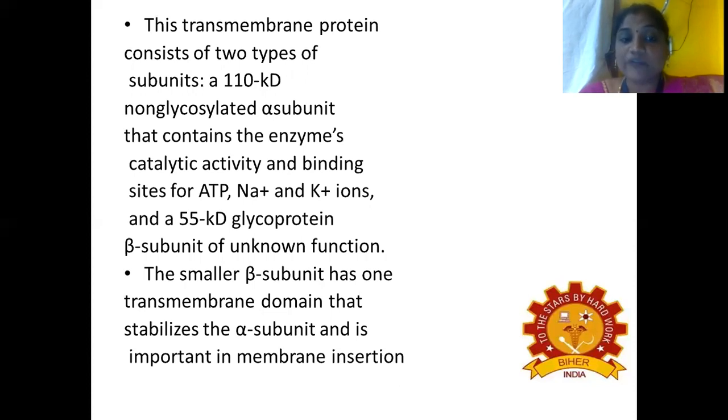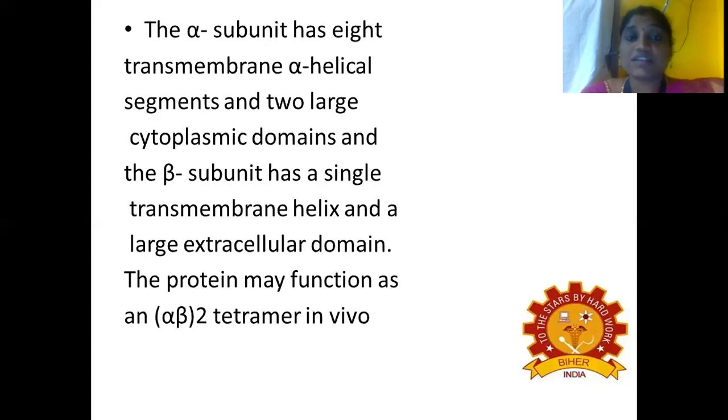The other is a 55 kilodalton glycoprotein beta subunit of unknown function. The smaller beta subunit has one transmembrane domain that stabilizes the alpha subunit, and it is important in membrane insertion. These are the functions of the alpha and beta subunits. The alpha subunit has 8 transmembrane alpha helical segments and 2 large cytoplasmic domains, whereas the beta subunit has a single transmembrane helix and a large extracellular domain. The protein may function as an alpha beta 2 tetramer in vivo.